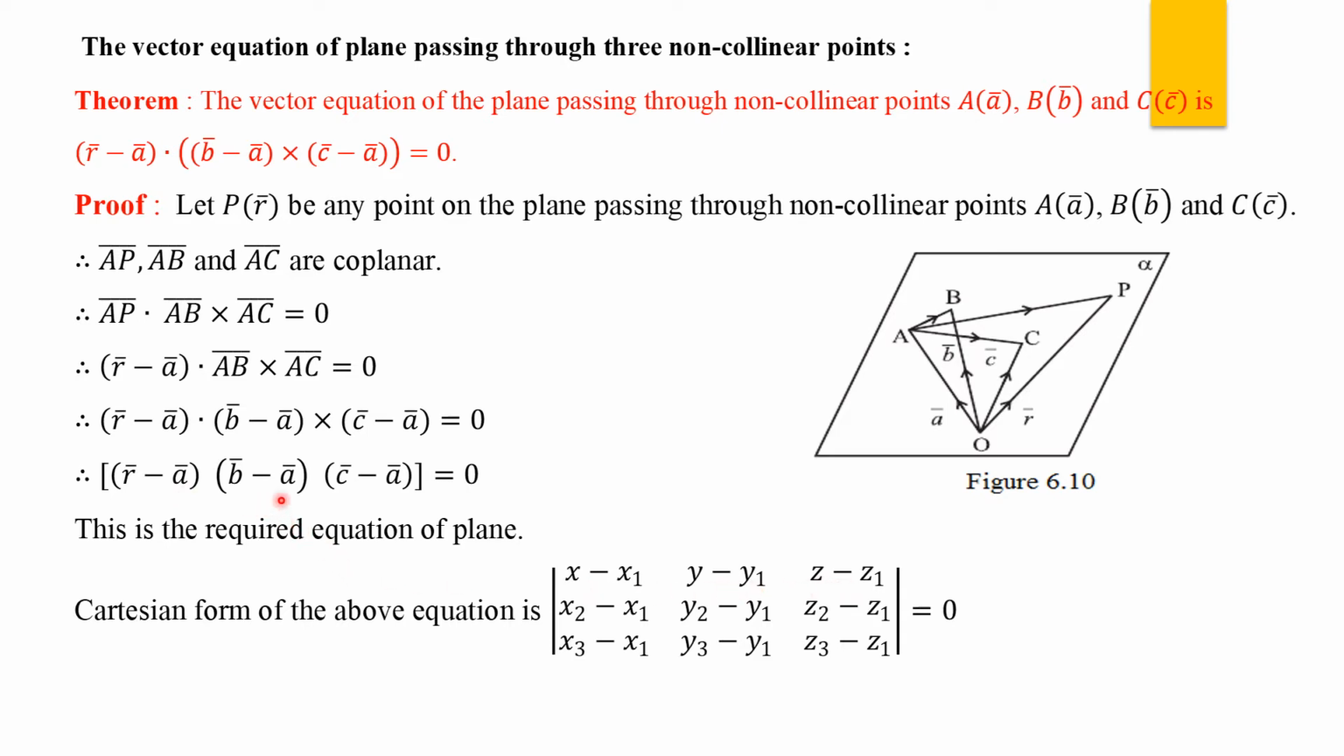Also, the second row, b minus a, is x2 minus x1, y2 minus y1, z2 minus z1. And c minus a is x3 minus x1, y3 minus y1, z3 minus z1. Here is the scalar triple product, therefore its determinant is equal to 0.